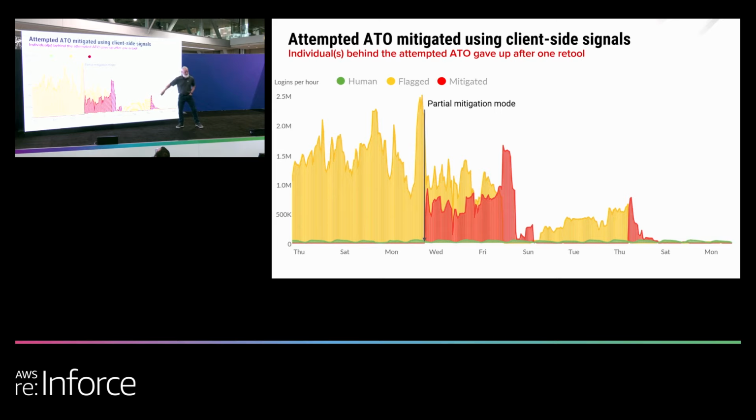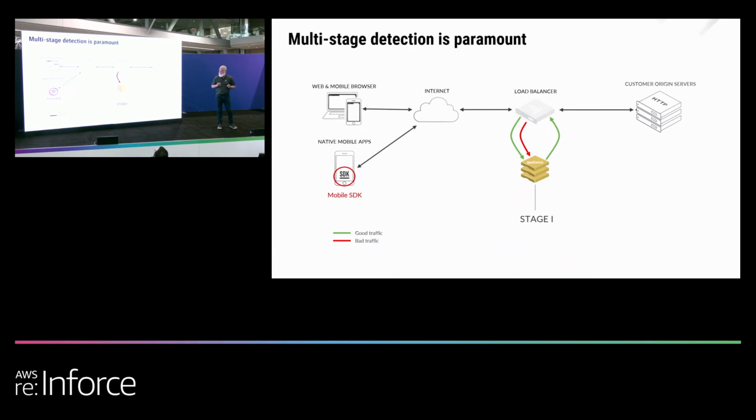Okay, everything in yellow, we're flagging and passing to origin. We go into partial mitigation mode, full mitigation mode, and then something very important happens here. And there are 2 things that if you learn nothing else, 2 things. You must have client-side signals, and you must have a second stage of defense. And let me explain to you what I mean by that.